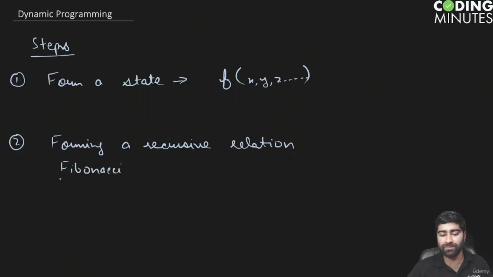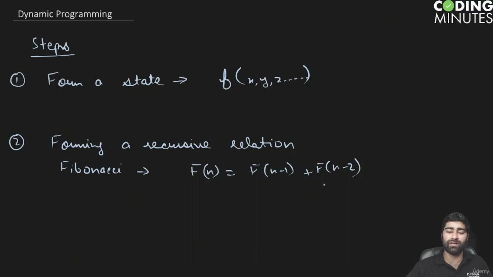Fibonacci number, right? How is the Fibonacci series defined? It is f of n equals f of n minus 1 plus f of n minus 2, right? As you can see, this is a state. What is a state? F of n. So how will we define this state? F of n represents the nth Fibonacci number. So this is a normal definition of a state.